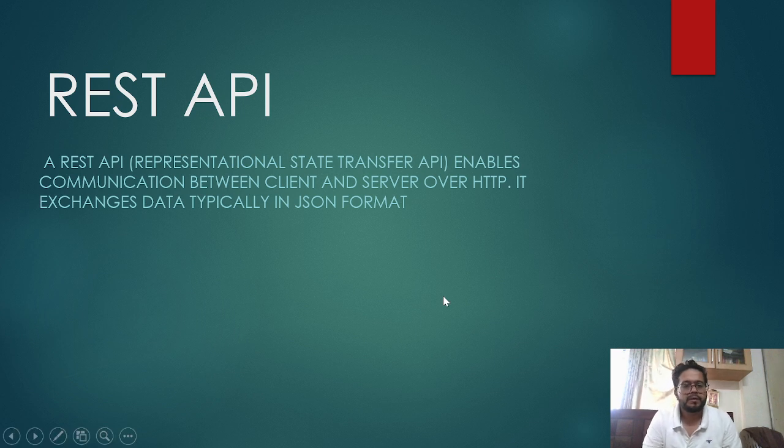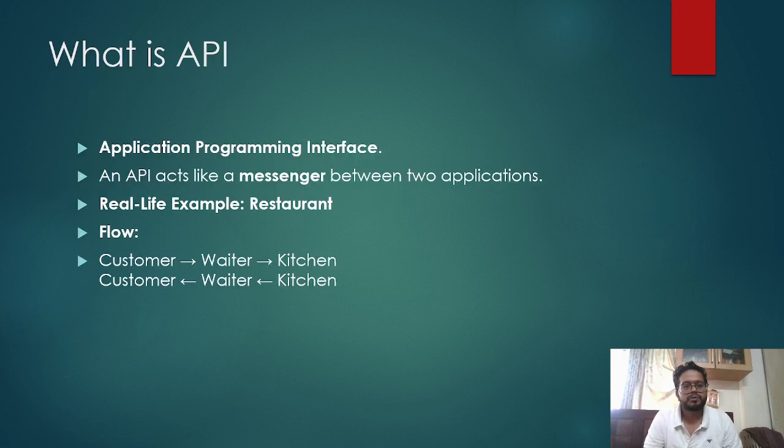REST API from scratch. REST API is a representational state transfer API which enables the communication between the client and the server over the HTTP. It exchanges the data typically in the JSON format. So what is an API? API is the application programming interface which acts as a messenger between the two applications.